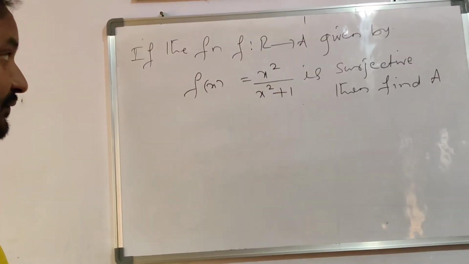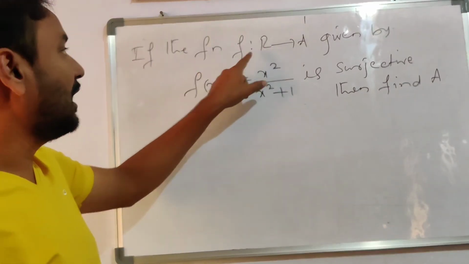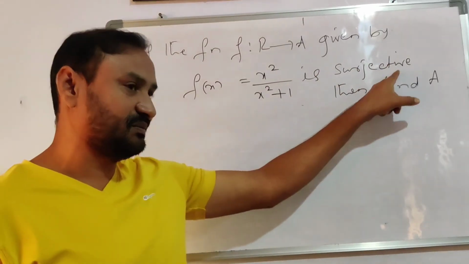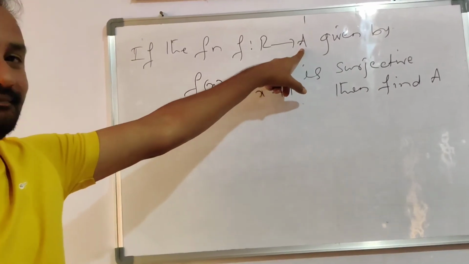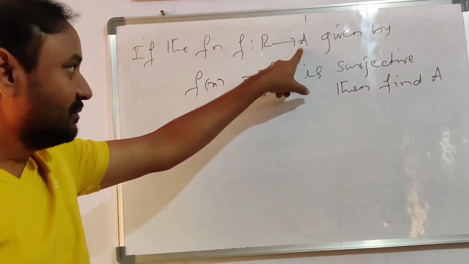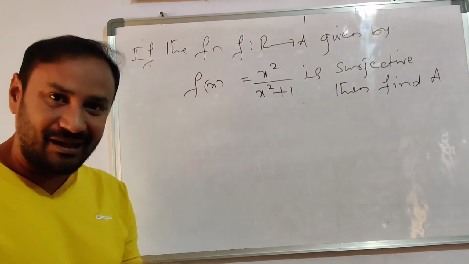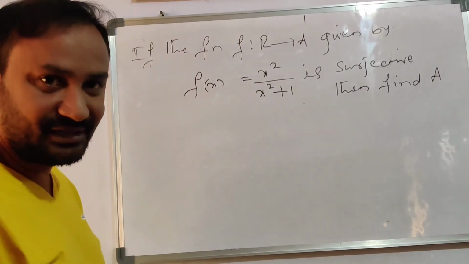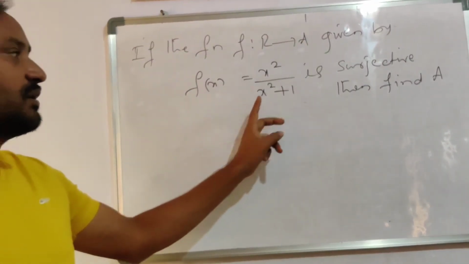So I am taking another function. If the function f from R to A given by f of x equal to x square by x square plus 1 is surjective, surjective means onto. If the function is onto, then find A. Here domain is R. What is the codomain? But the function is onto, then find out the codomain. If the function is onto, codomain equal to range of the function. Already given in the before examples. So if the function is onto, then codomain is equal to range of the function.